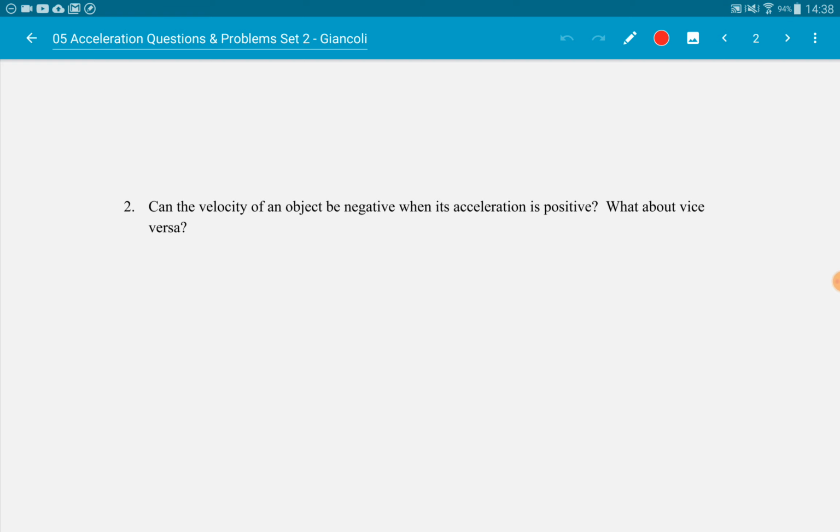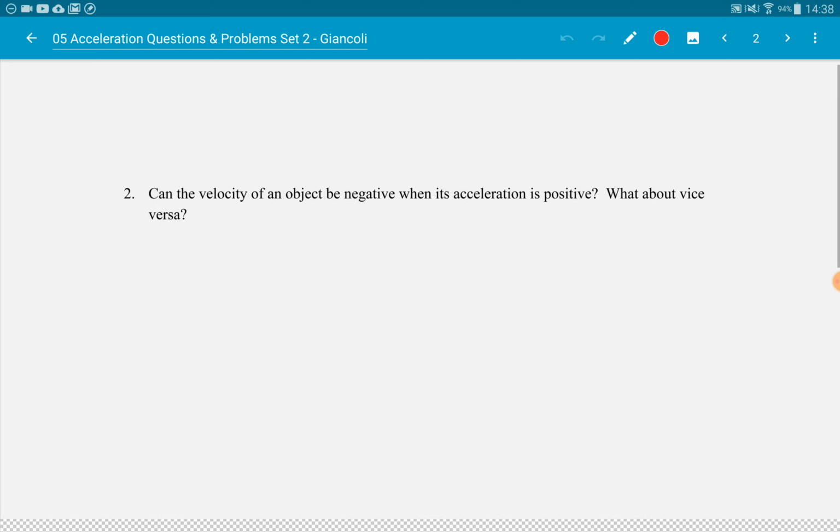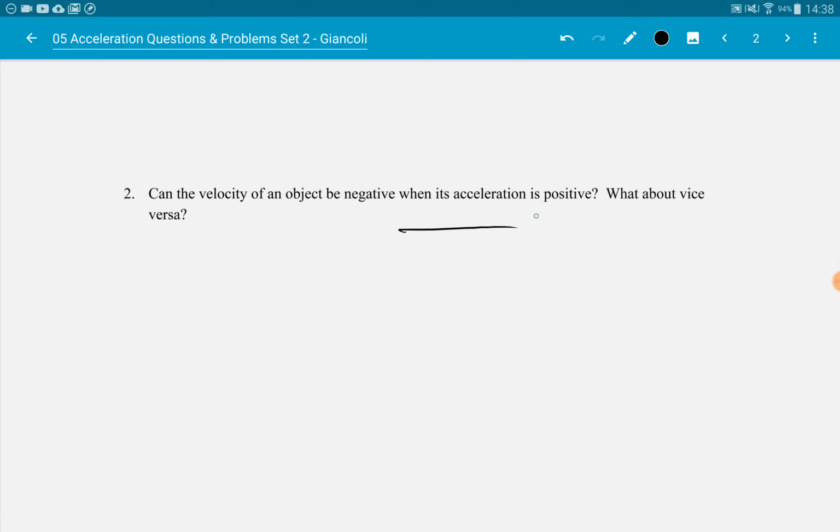On question number 2 here, can the velocity of an object be negative while the acceleration is positive? What about vice versa? So let's first look at it. Let's assume that we have a normal standard number line here, where positive is to the right, negative is to the left. Can a velocity be negative, which would mean that we'd have an object that's going that direction?